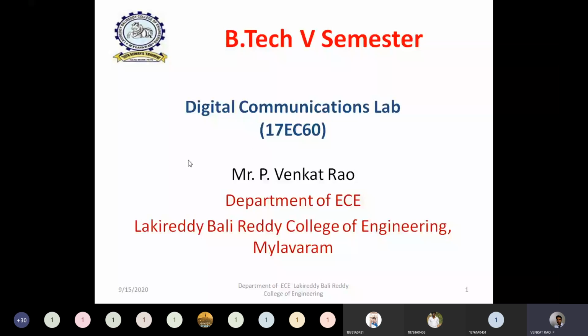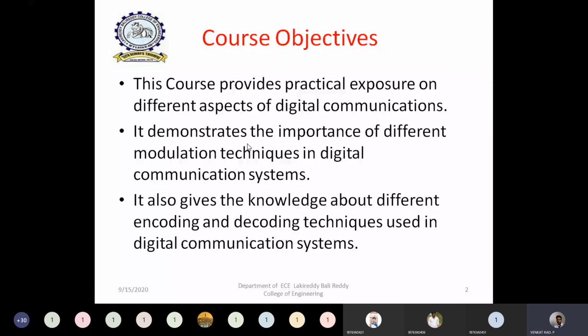So this is the digital communications lab in our semester, and of course these are the course outcomes for this particular lab. This course will provide some practical exposure on different aspects of digital communications, and also demonstrate the importance of different modulation techniques in digital communication systems. The modulation techniques may be pulse code modulation, delta modulation, or digital modulation techniques like ASK, FSK, PSK, etc. All those modulation techniques are covered in this particular lab course.